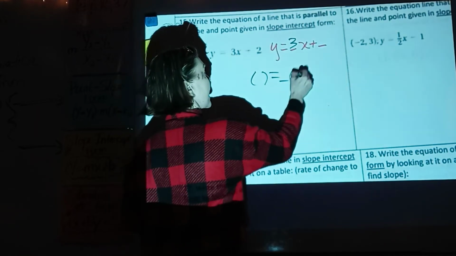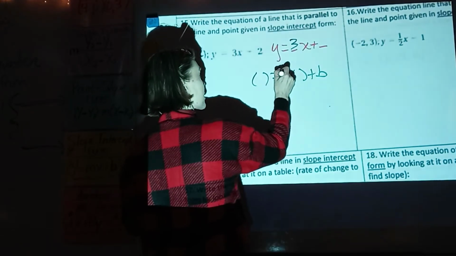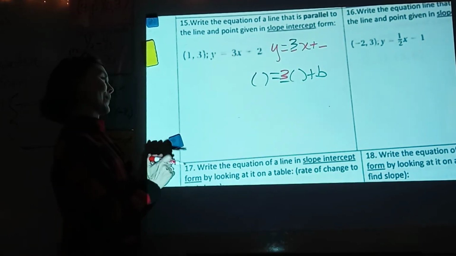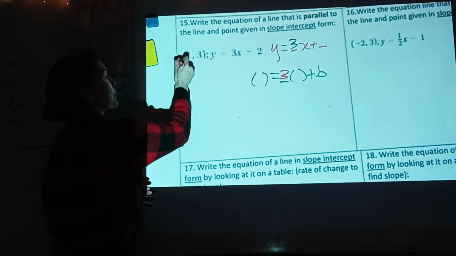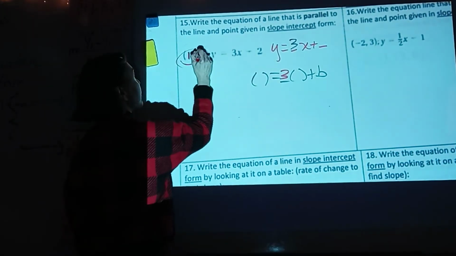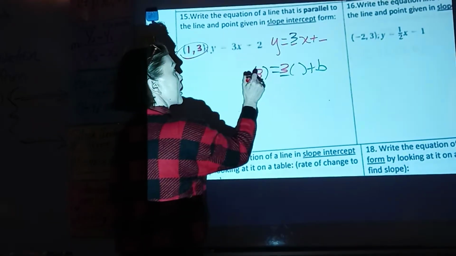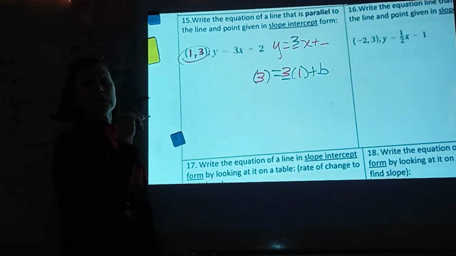So here we go. y equals blank x plus b. And use the 3, use our slope. Ooh, I'm using green and red. Very Christmassy. And we have to use the point that they gave us. We have to use positive 1, positive 3. So the y value goes here and the x value goes here.